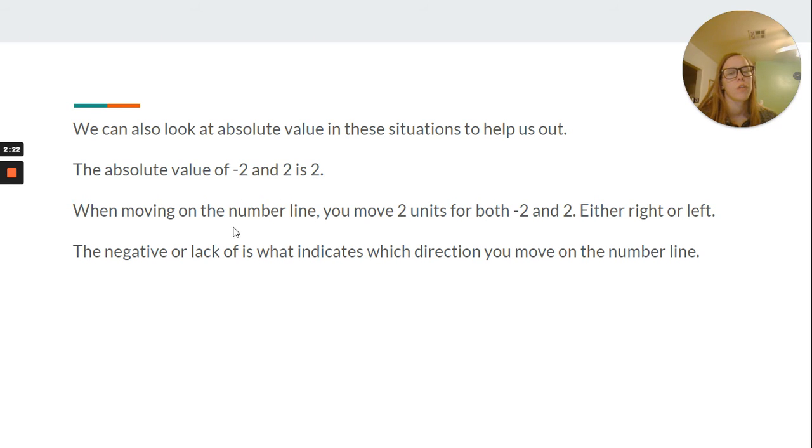So as it says here, the absolute value of negative 2 is 2, as is the absolute value of 2. So in moving on the number line, you move 2 units for negative 2 and 2. The only difference is negative 2 you go to the left and 2 you go to the right. So the number of units you move is always an absolute value, it's just a direction. Okay?